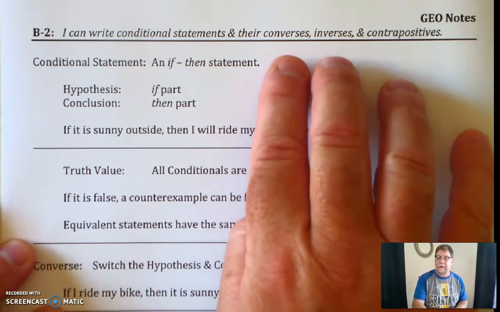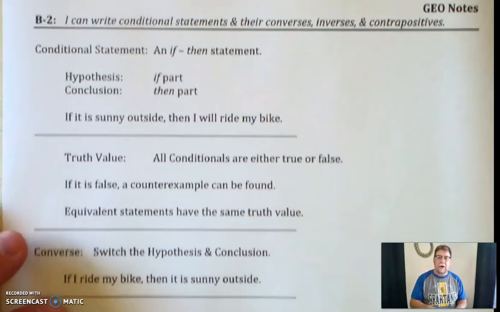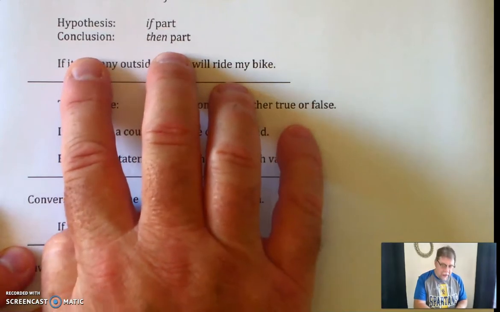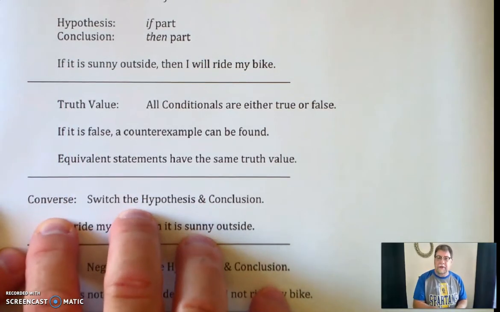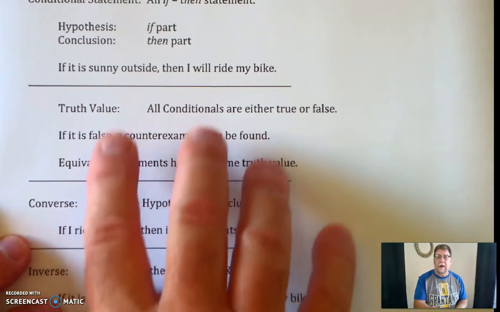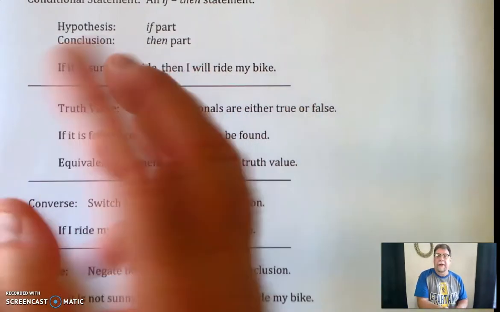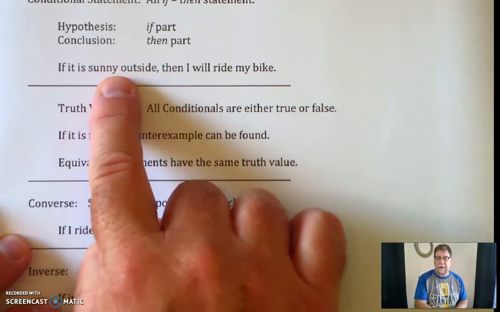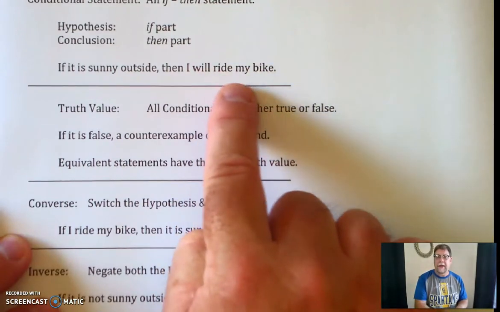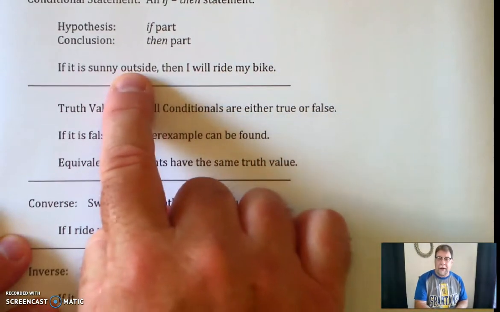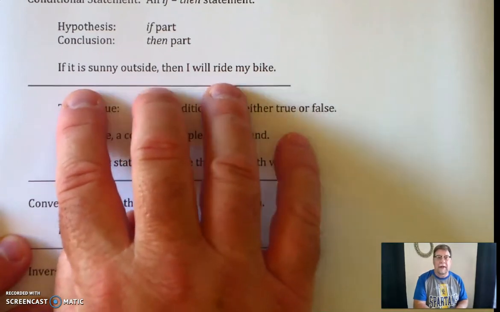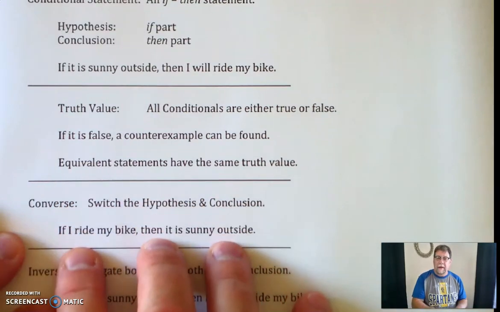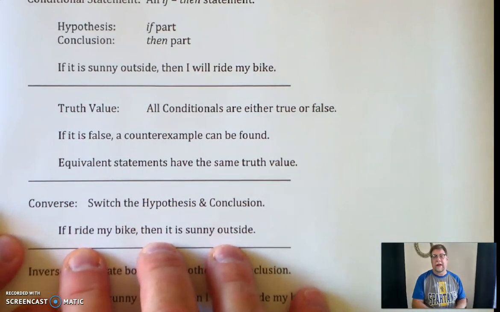We're going to start talking about converses, inverses, and contrapositives. Remember, we have a hypothesis, which is the if part, and the conclusion, which is the then part. The converse takes your conditional statement and flips it. It takes the hypothesis and makes it the conclusion, and takes the conclusion and makes it the hypothesis. So if the original statement is, if it is sunny outside, then I will ride my bike, the converse will be, if I ride my bike, then it is sunny outside.